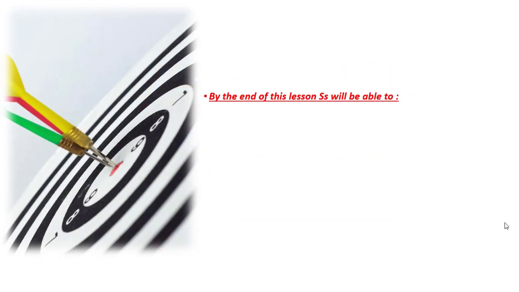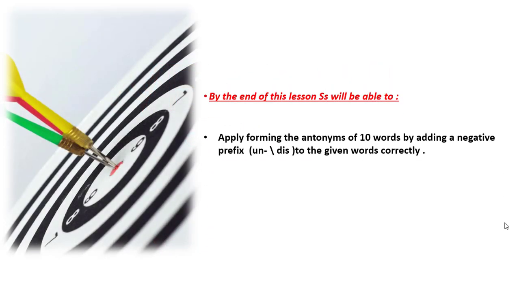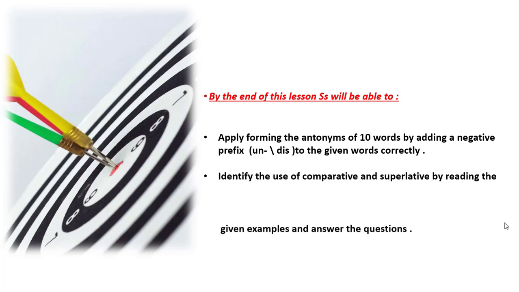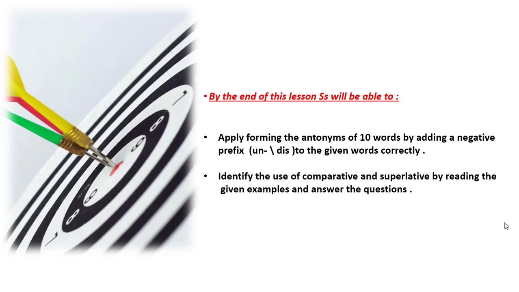Our objectives today are: 1. To apply forming the antonyms of 10 words by adding a negative prefix, "un" and "dis", to the given words correctly, and 2. To identify the use of comparative and superlative by reading the given examples and answering the questions.